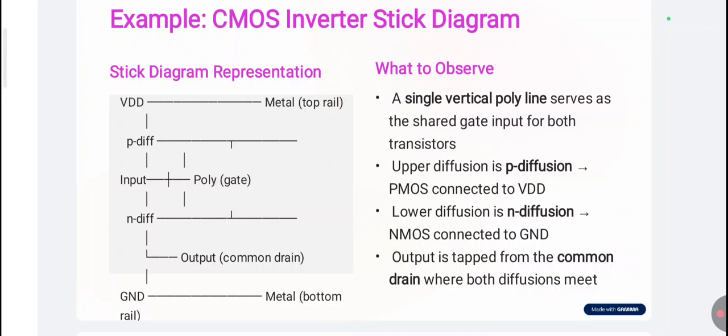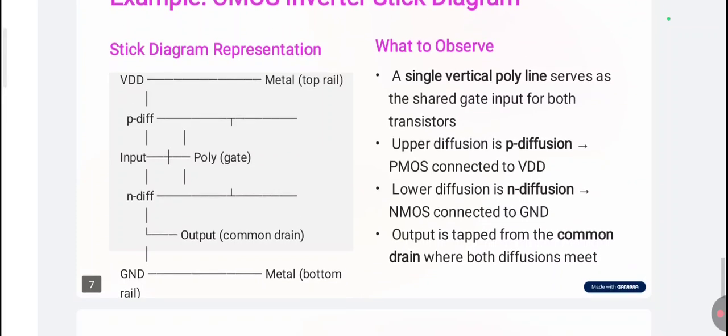So the CMOS inverter stick diagram we have discussed just now is represented like this. VDD is shown like this, at the topmost layer, represented in metal, and then comes a P diffusion, and then the input is given at the polysilicon gate, and the output is taken from the common drain terminals. Below that we have an N diffusion, and then at the bottom we have the ground.